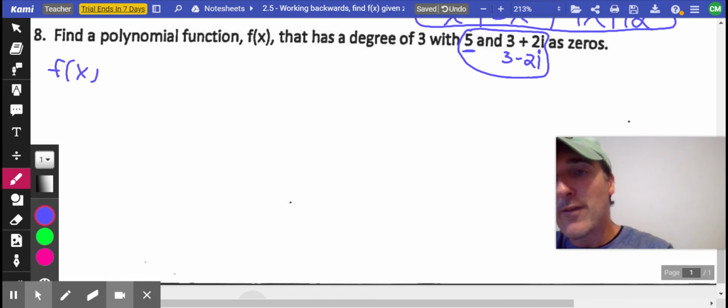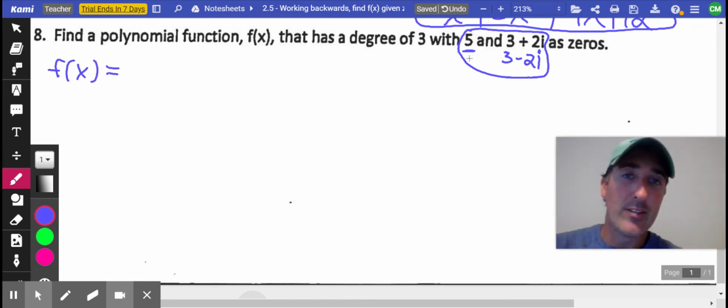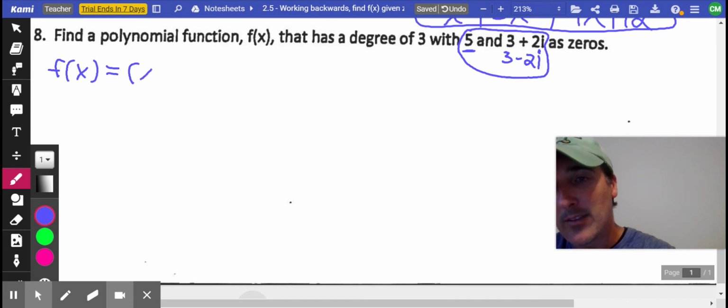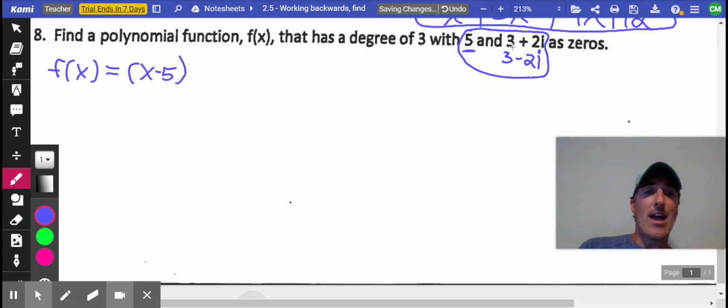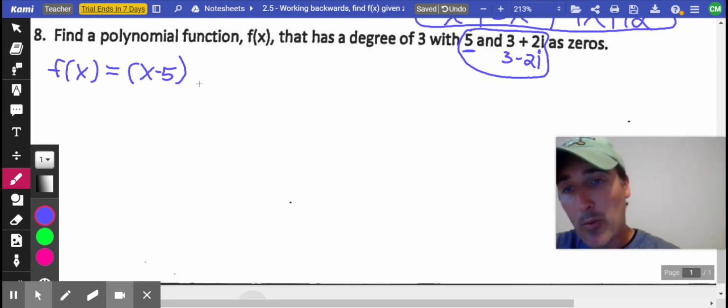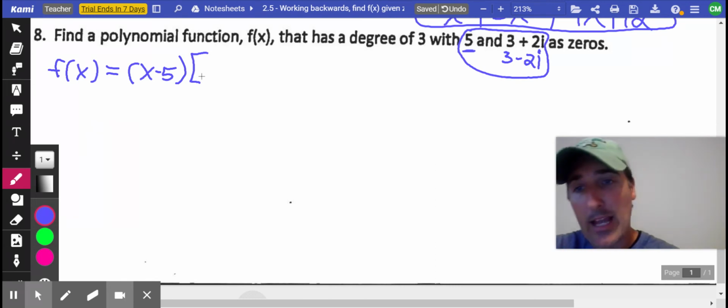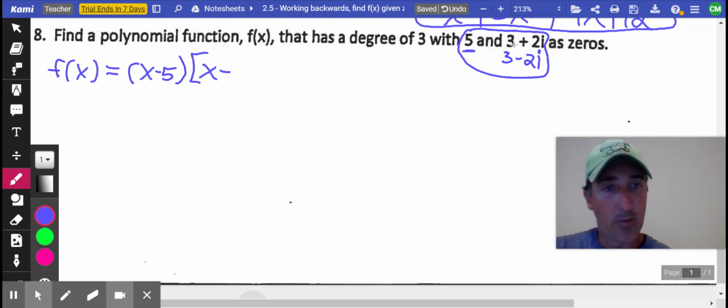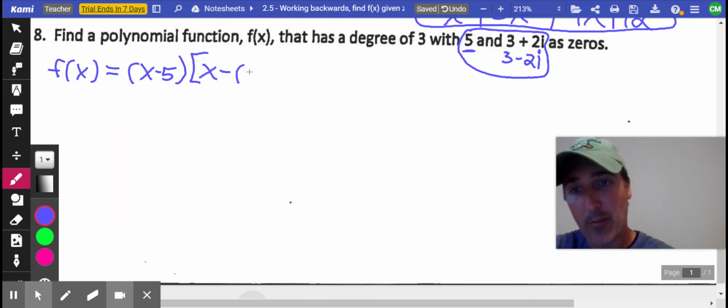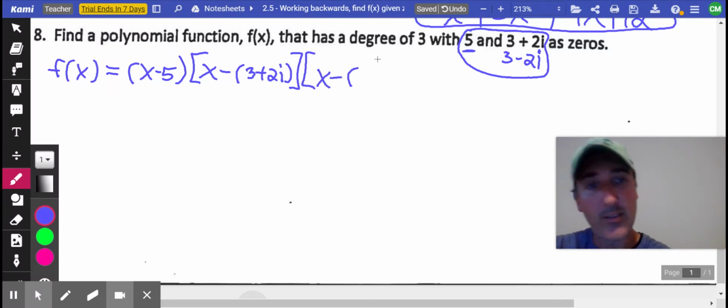So when I use the factor theorem, if 5 is a zero, then x minus 5 is a factor. Now this is where it gets tricky, because now I have a real and an imaginary part that makes up this complex number. I'm going to put brackets, and I'm going to put x minus, and then I'm just going to put this 3 plus 2i in parentheses. It just looks kind of ugly. And then the conjugate, I'll put x minus, and then in parentheses, the 3 minus 2i.